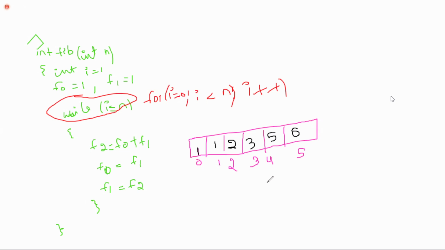So 5 we are dividing into 4 and 3. 4 we are dividing into 3 and 2. 3 we are dividing into 2 and 1. 2 we are dividing into 1 and 0. So from top we are solving. Top means n. First we are considering n, next n minus 1, n minus 2. So from top to bottom we are solving. First we are calculating the fifth term, at last we are calculating the 0th term. So you can call the memoization method the top-down approach.